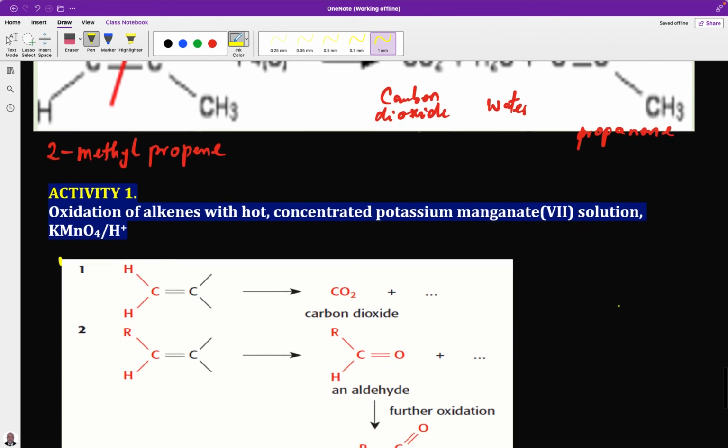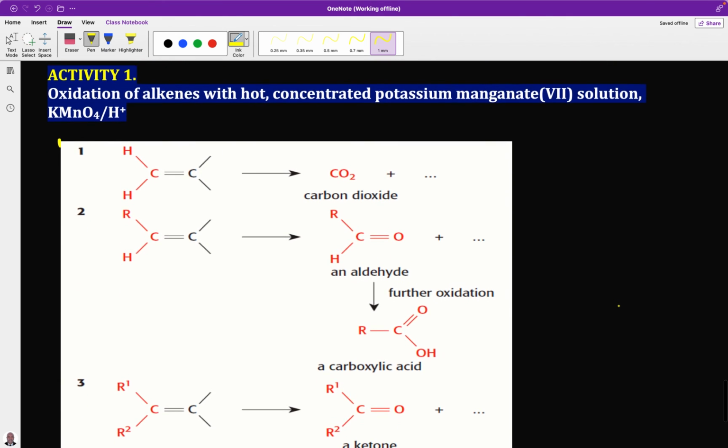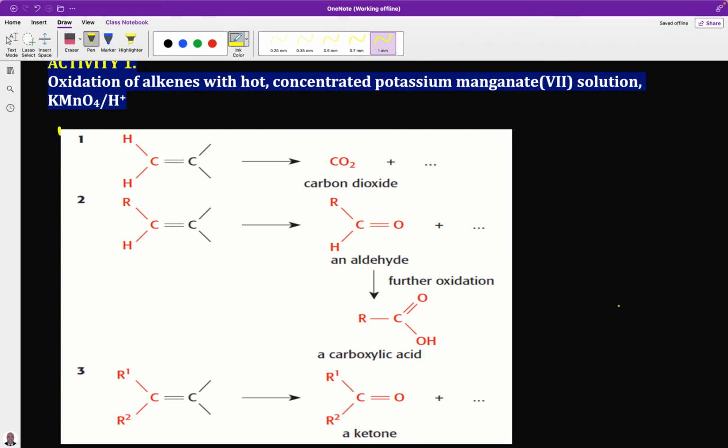We have an activity here just to show whether you have understood what we have said. This is the oxidation of alkenes with hot concentrated potassium manganate(VII) solution. This is the alkene. We are more interested in these conditions. Here, this is a ketone. The black carbon indicates that only ketones are being formed.